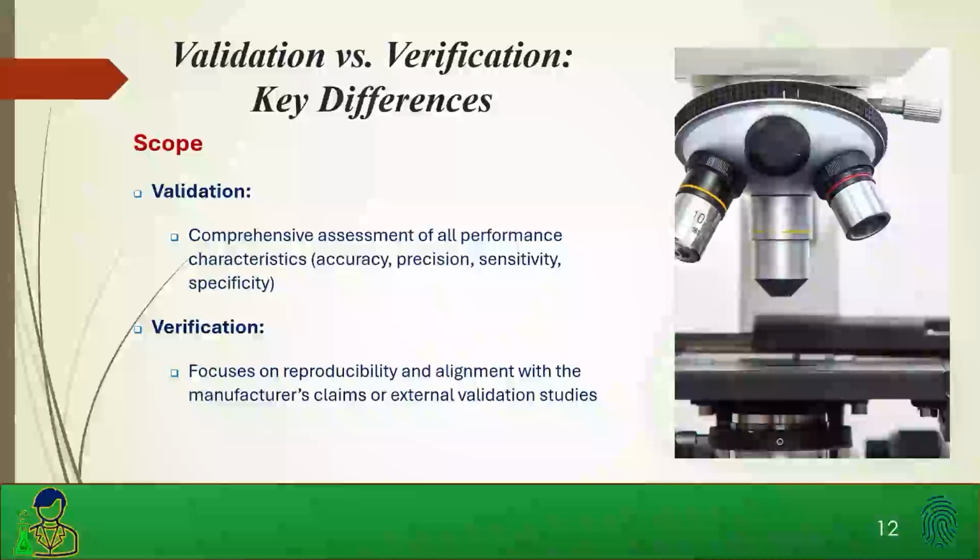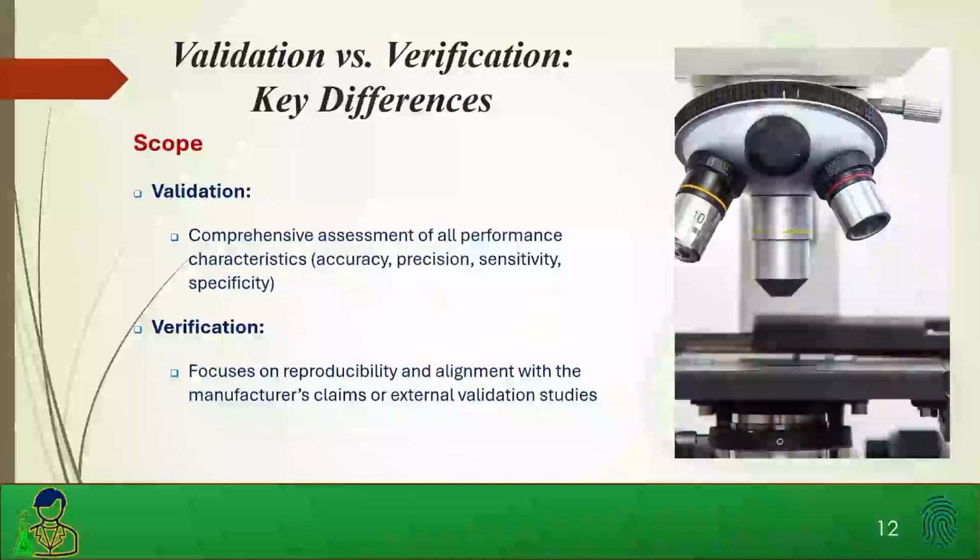Any interferences, you have to do your linear range if you're doing a quantitative assay. Any kind of interferences, cross reactivity, carryover, things like that. You have to do all that stuff. So the validation is way more intense because for the verification, someone else already did the heavy lifting.